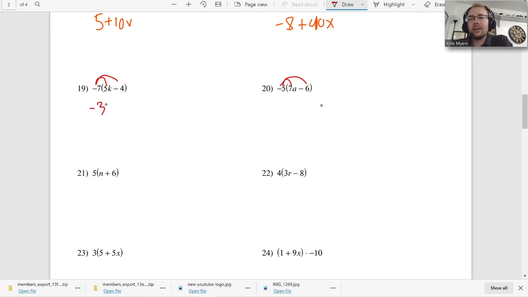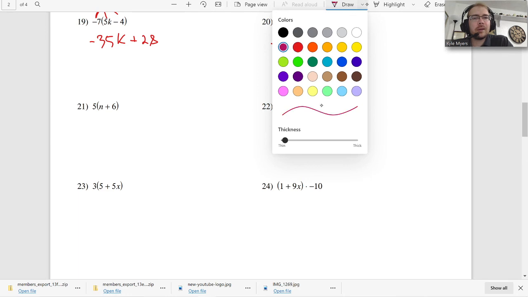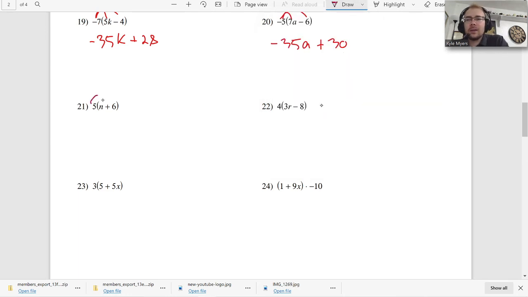-7 × 5 is -35. -7 × -4 is +28. Boom, done. -35a plus 30. -5 × -6 is 30. All right, next. Got like a purplish color here. That's going to be 5 × n is 5n. 5 × 6 is 30. 4 × 3 is 12. With an r, 4 × 8 is 32, but it's -32.